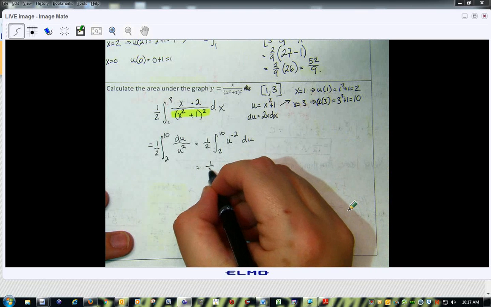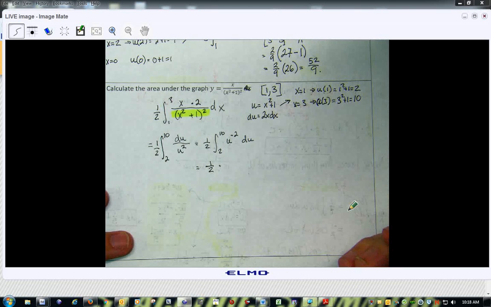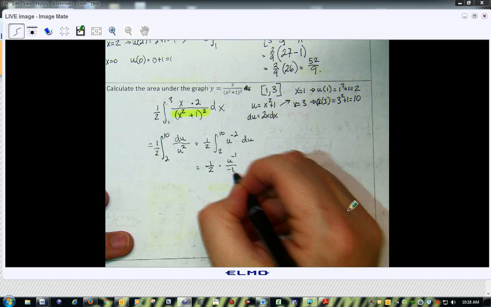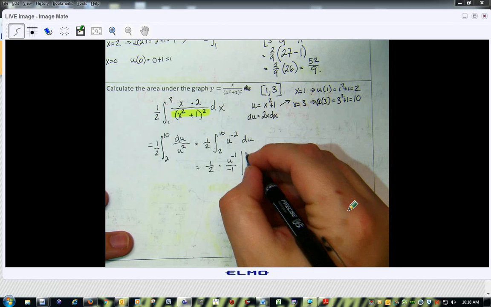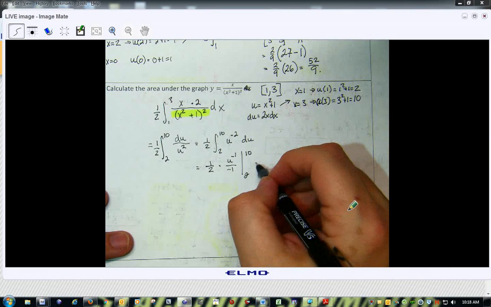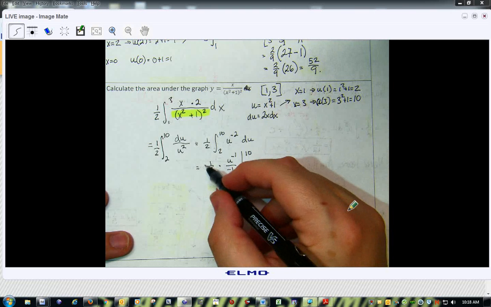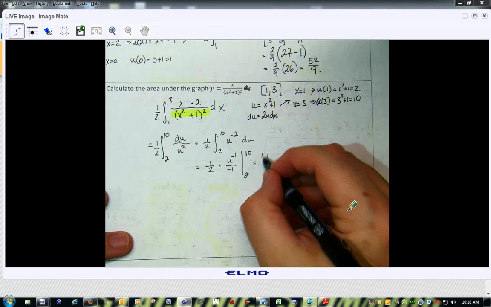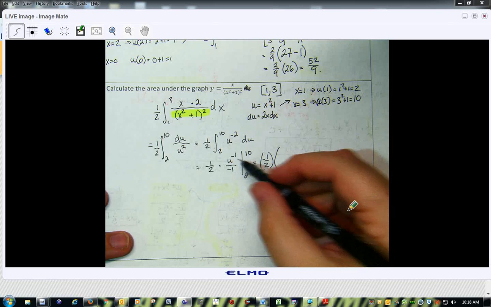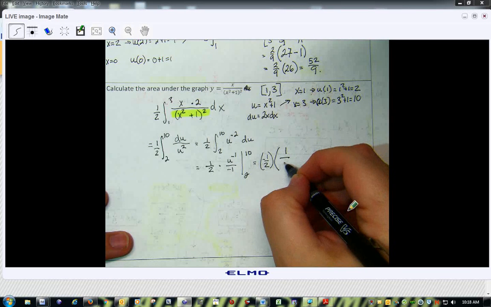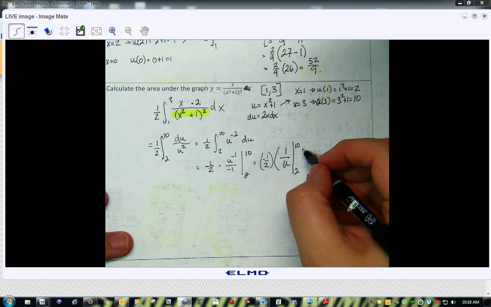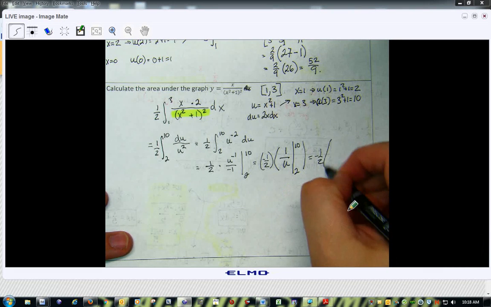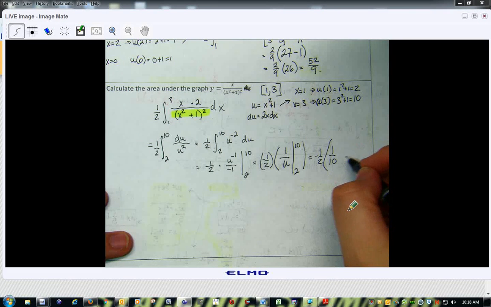So I got 1/2 times u to the negative 1 over negative 1, and I got to evaluate that from 2 to 10. Which is equal to, can I move that negative 1 out there? All right, so that's negative 1/2 times, now u to the negative 1 is really what? 1 over u, and I want to evaluate that from 2 to 10. So what's 1 over 10 minus 1 over 2.